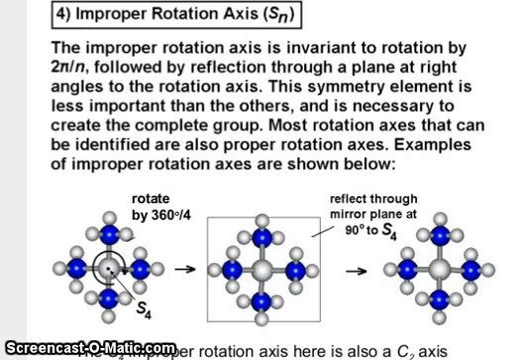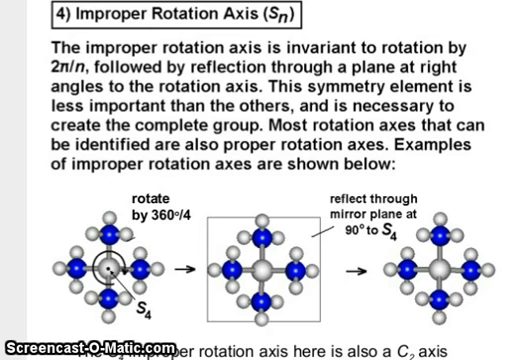Improper rotation axis, Sn. The improper rotation axis is invariant to rotation by 2 pi by n, followed by reflection through a plane at right angles to the rotation axis. This symmetry element is less important than the others and is necessary to create the complete group. Most rotation axes that can be identified are also proper rotation axes. Examples of improper rotation axes are shown here.